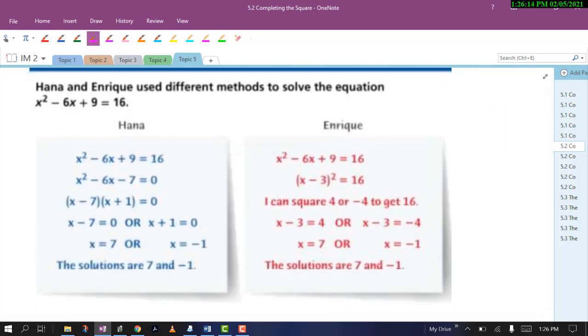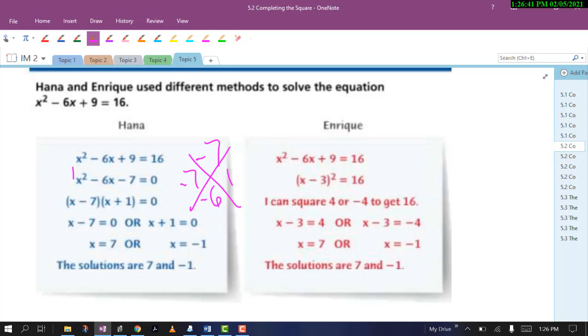All right, now we have Hannah and Enrique using different methods to solve the same equation: x squared minus 6x plus 9 equals 16. Well, Hannah first got it set equal to 0. There was no GCF. We did a diamond problem. Negative 7 is our product, negative 6 is our sum. So it's negative 7 and 1. And since the coefficient of x squared is 1, we could just skip right to (x minus 7)(x plus 1) equals 0.